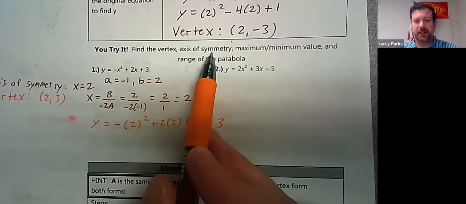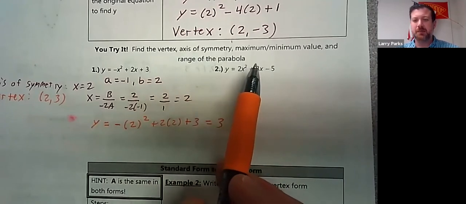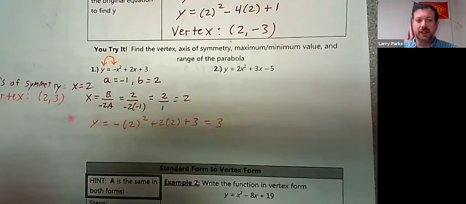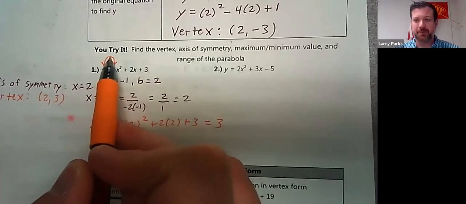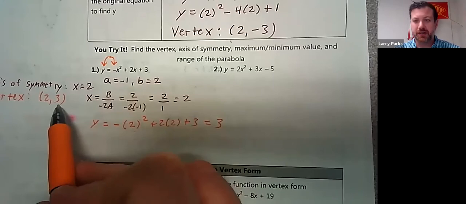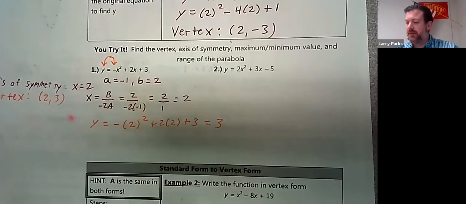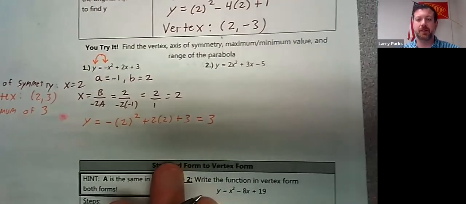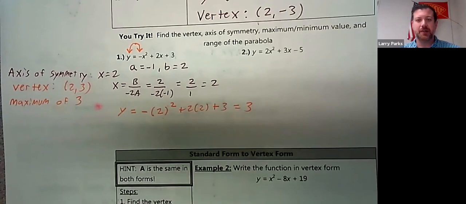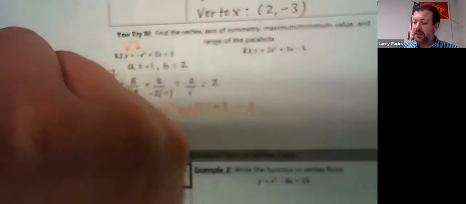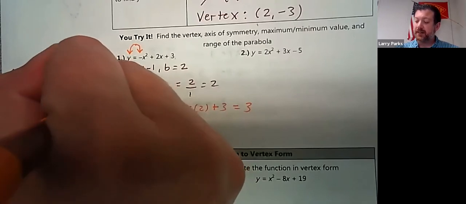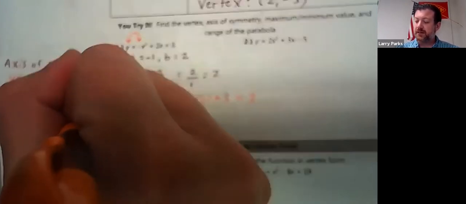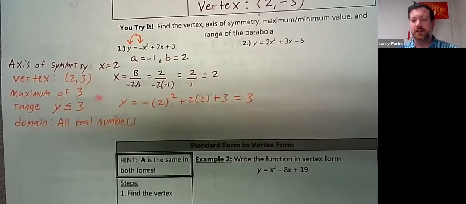So I found the vertex, and I found the axis of symmetry. Now I need to ask myself, is this a maximum or a minimum? Well, because this is negative in front, it is going to open down. And so because it opens down, this is going to be your maximum. So I would say the maximum value that this will ever be is 3, because this is the y's, okay? So I'd say maximum of 3. And the range. Well, we just said the maximum this will ever get for the y value is 3. So I would say range is y is less than or equal to 3. If they ask for domain, you would say all real numbers. Domain is always all real numbers.